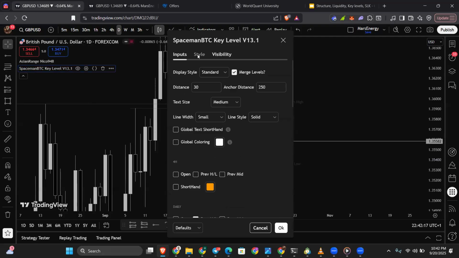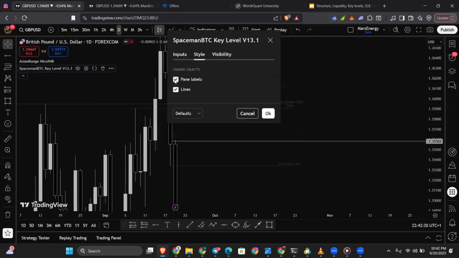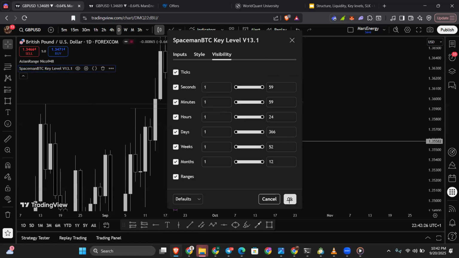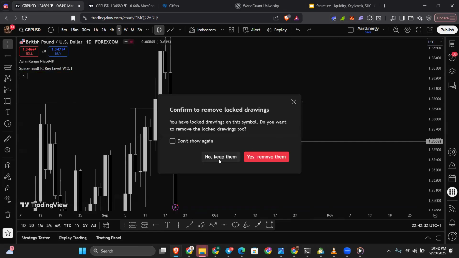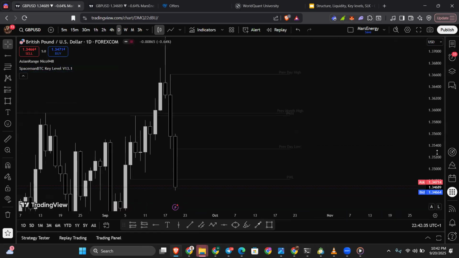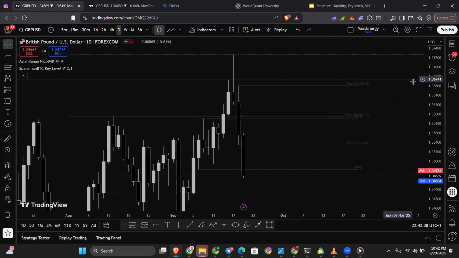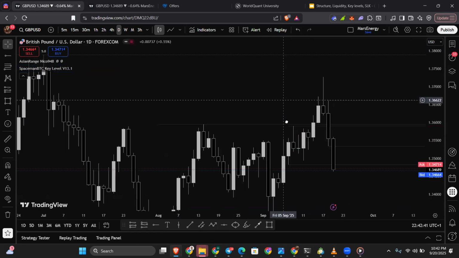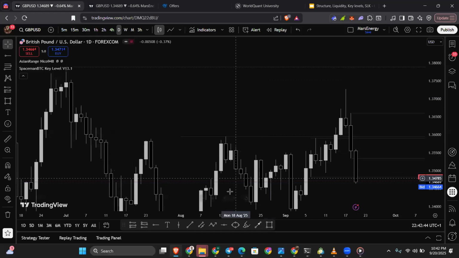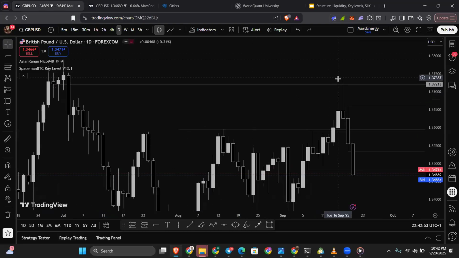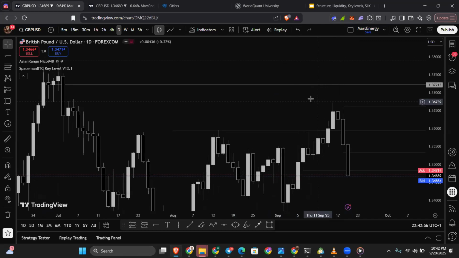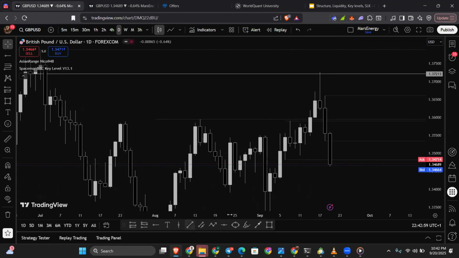Now the same thing when it comes to style is where you change maybe the label. So visibility, I left on default. Now when you have this, what it helps you do, especially by the time you start doing storyline, right? One of the ways you build bias, I don't want to go into storyline, is by price rejecting from a key level, or when price sweeps a liquidity, which was exactly what happened here, right?